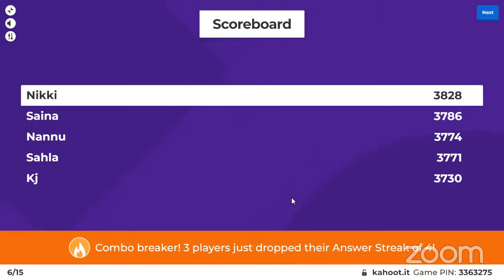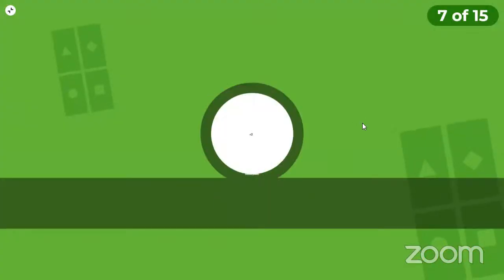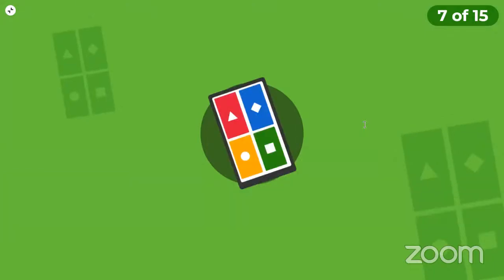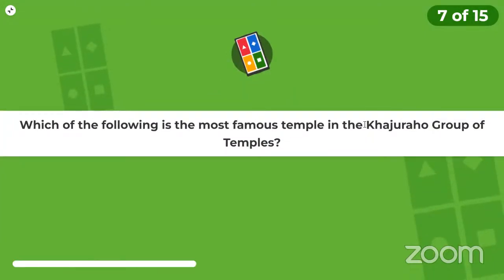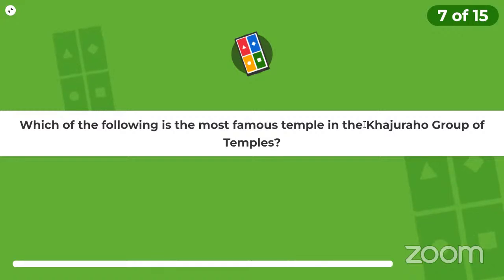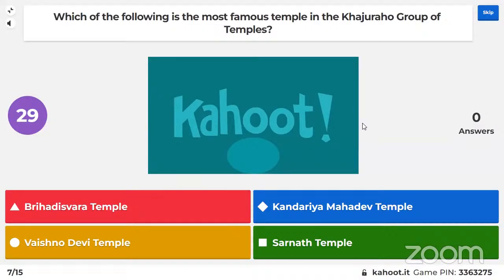So also there is a special mention, like combo breakers again. 3 players just dropped their answer streak of 4. I think this was the 6th question. Again, 9 more questions all the way. So let's move on to the next question, the 7th question. Will that be a bonus question? Yes, that's a double point question. So those who answer this particular question will get double points, and clearly that will give an advantage on the scorecard.